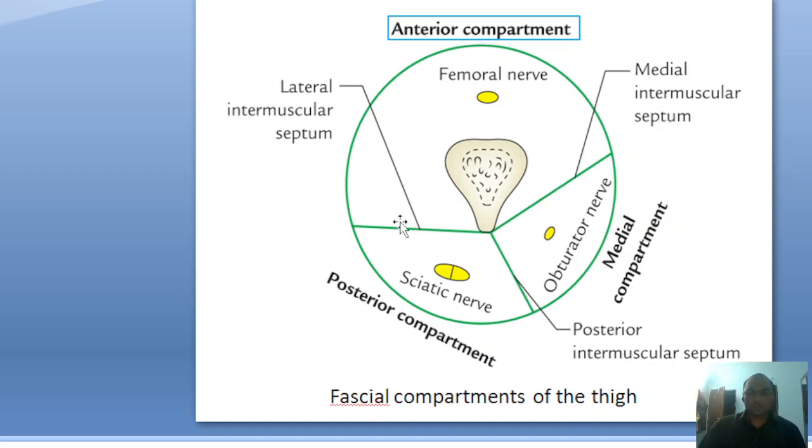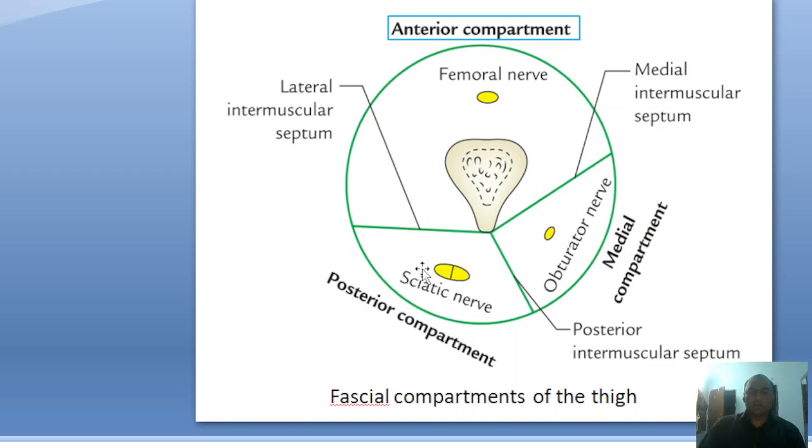So this is the whole compartment of the thigh. This is the anterior compartment. This is the medial or adductor compartment. This is the posterior compartment of the thigh. So in this lecture we discuss the posterior compartment of the thigh with the sciatic nerve.